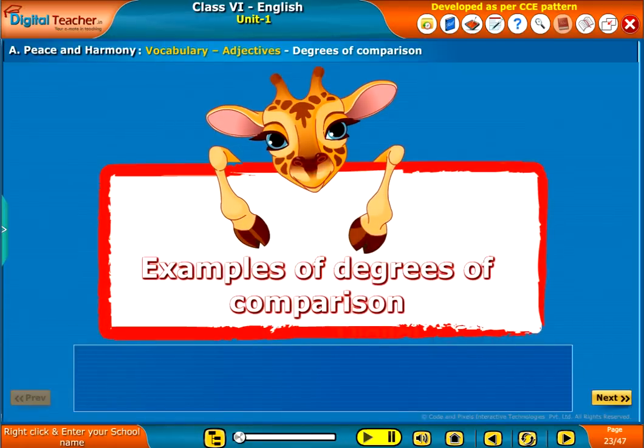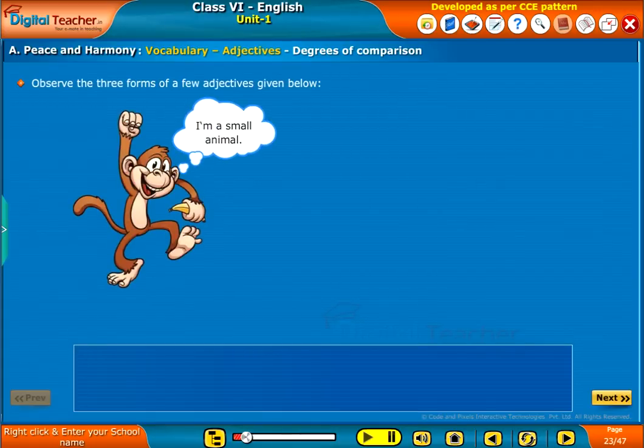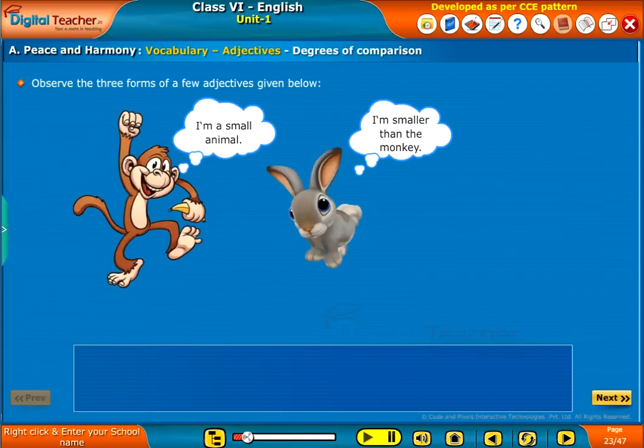Let us see a few examples. Observe the three forms of a few adjectives given below. I am a small animal. I am smaller than the monkey. I am the smallest among the three of us.